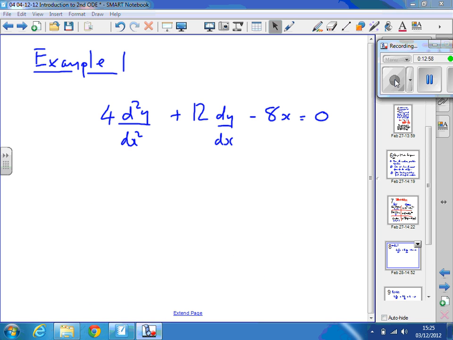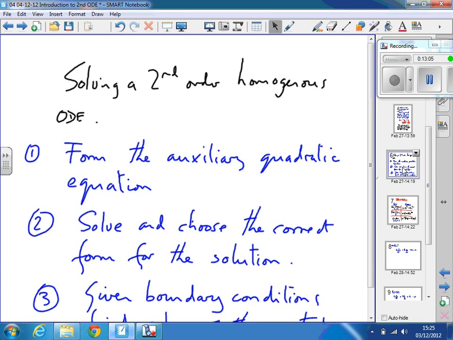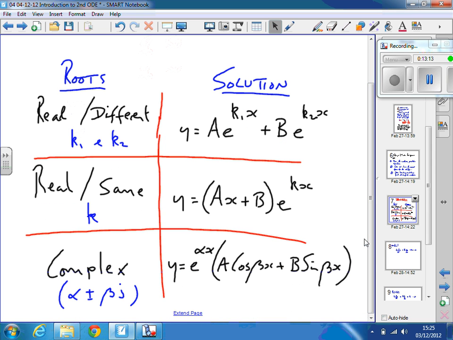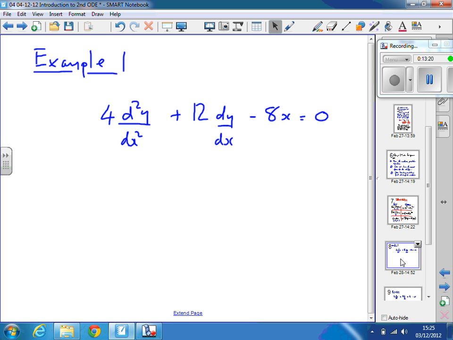Let's look at an example then. So what we're going to do is to solve this thing. Following those 3 steps, form the auxiliary quadratic equation, solve it, and choose the correct solution from this table, and then we'll end up with the general solution from which we can try and put in some initial conditions. I haven't given you any initial conditions yet, but we'll look at that when we come to it, okay?